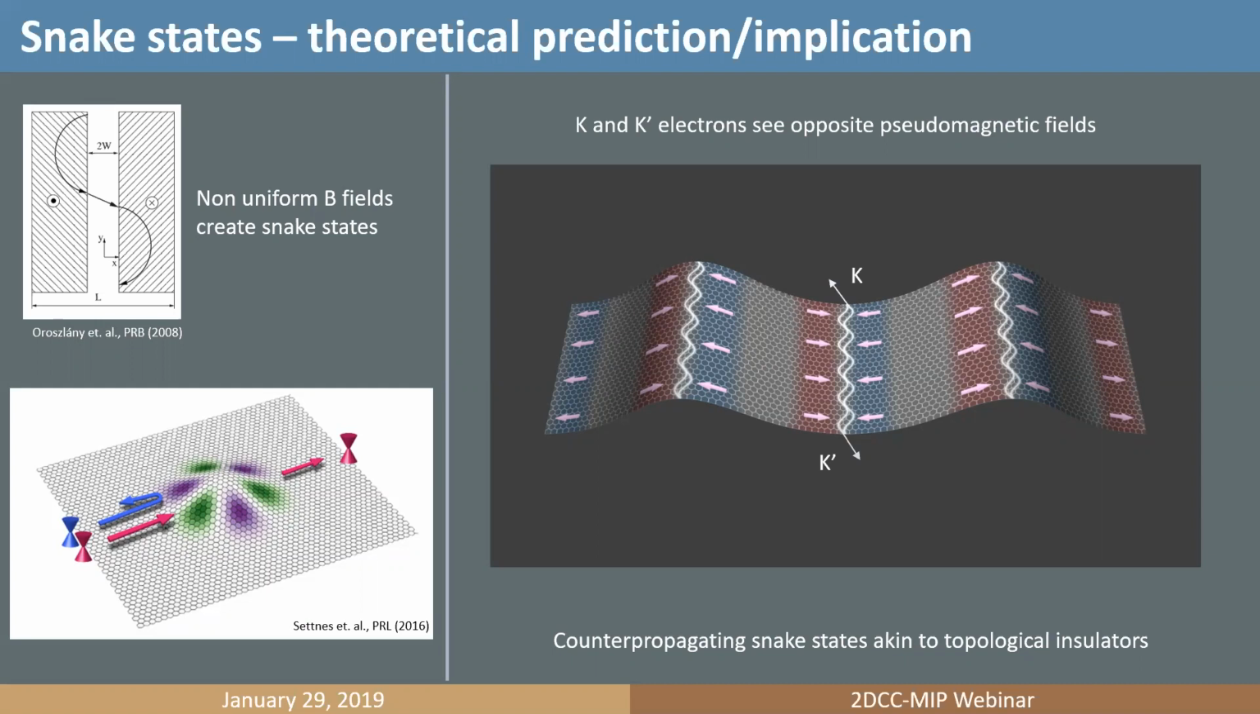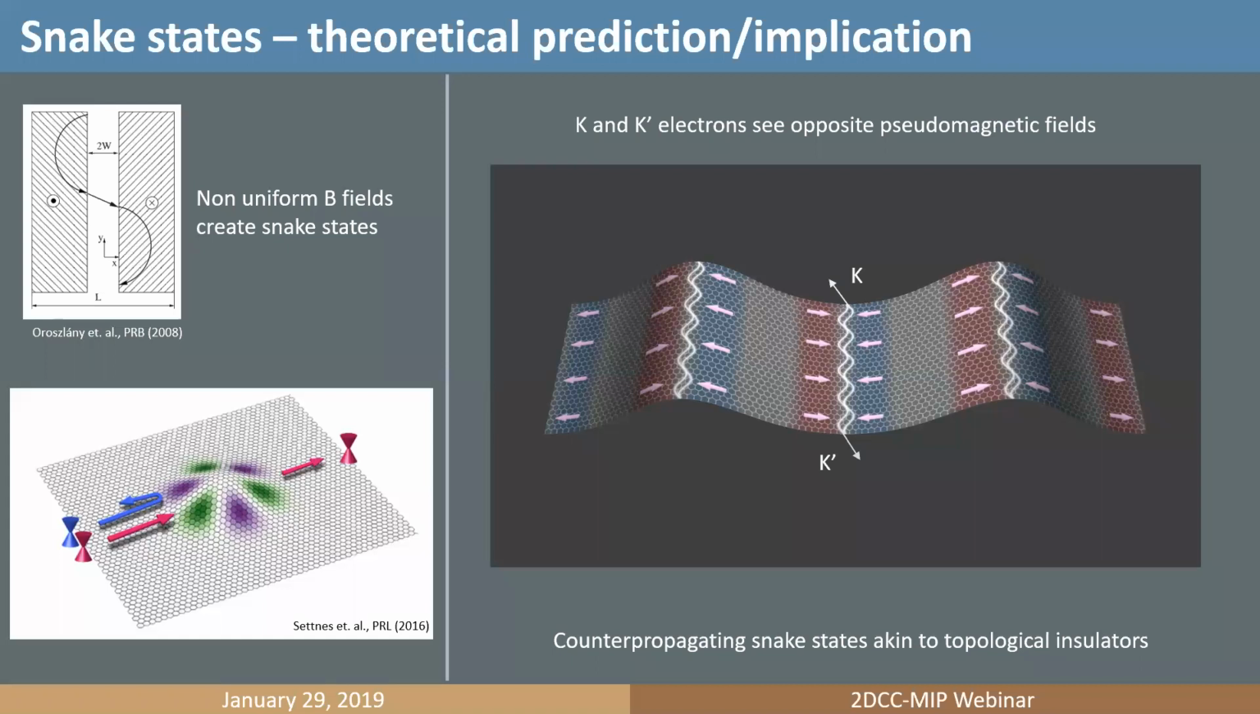Here we have the exact same thing. We have an interface of magnetic fields, pseudomagnetic fields, and the electrons must move in one direction. But this is not a real magnetic field. It's a pseudomagnetic field. And so K and K prime electrons see opposite magnetic fields. So that means if K electrons can travel up the ripple, then K prime electrons can only travel down the ripple. So it cannot travel the other way.